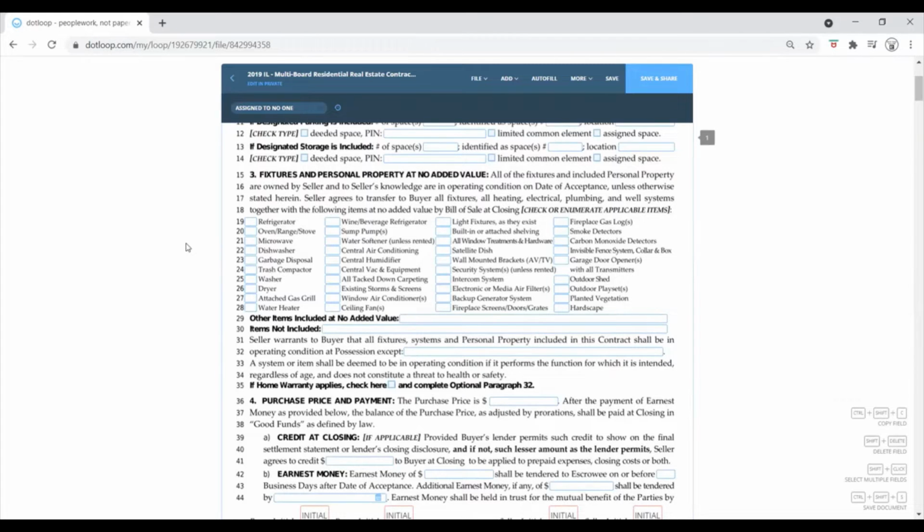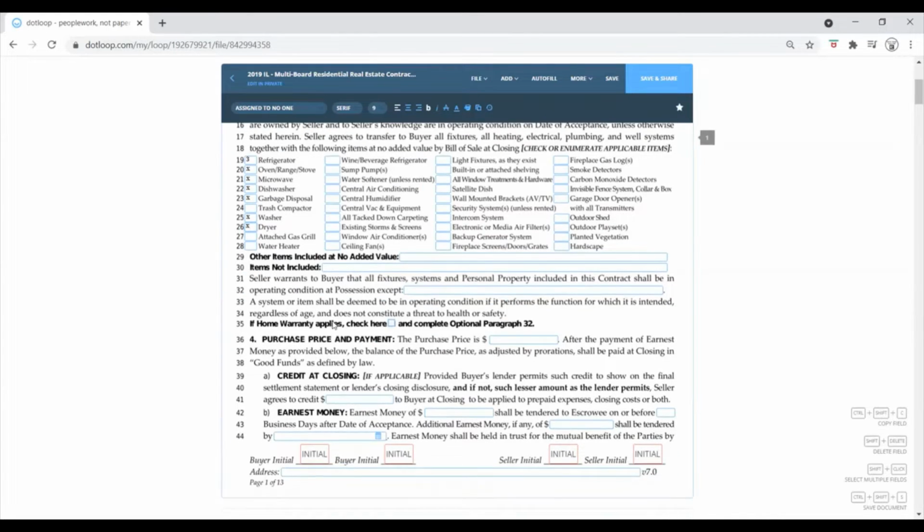Fixtures and personal property at no added value. So here we're going to mark, if we have a refrigerator, you can use an X and mark it. If you have multiple, you can put how many are there, 2, 3, whatever that number is. We're going to go through this entire list and make sure that we mark anything that is in the property. Have your seller go over it to make sure that the buyer marked everything correctly. But you're going to go ahead and do that.